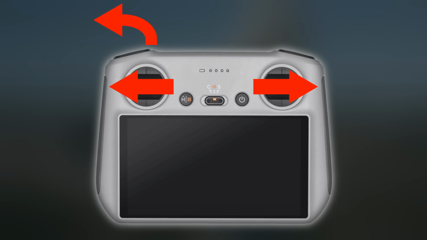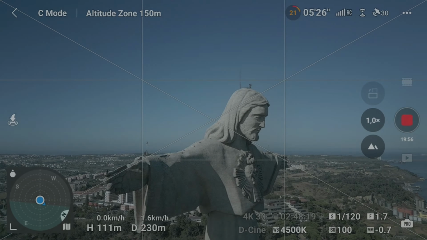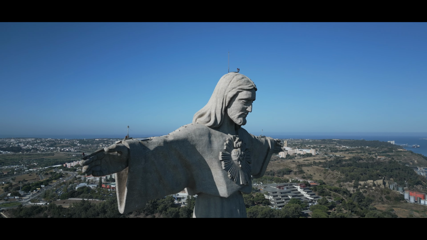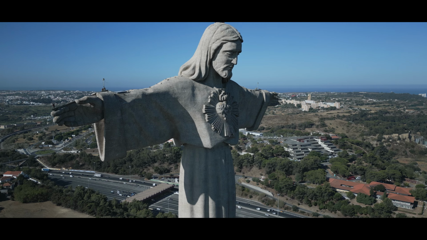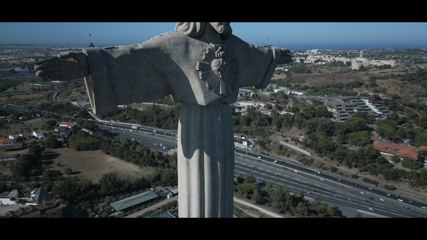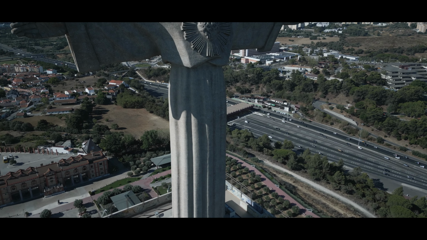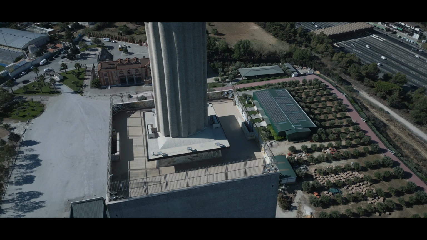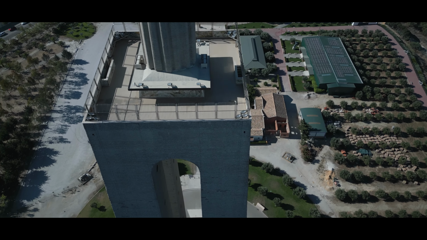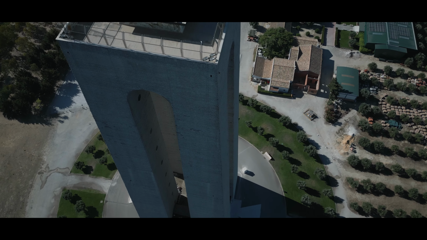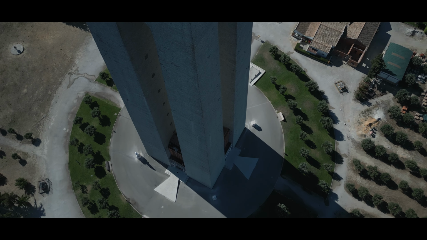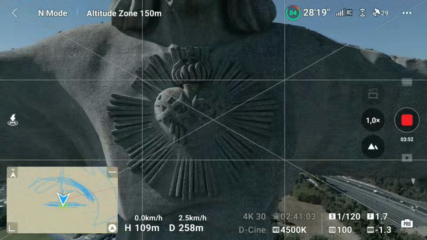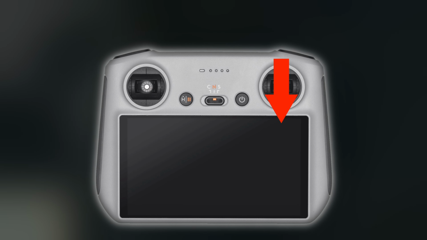Next, we are going to do one of my favorite shots. We are going to move right and rotate left while tilting the camera down. For our next shot, we are going to move just back.